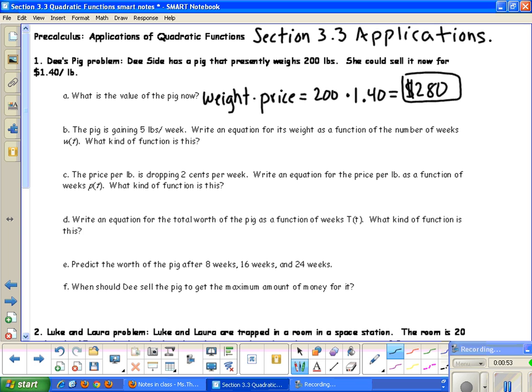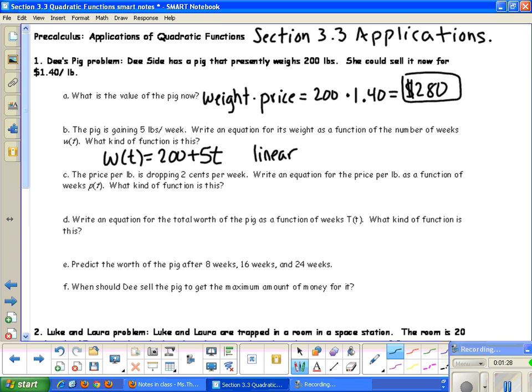Now the next part says the pig is gaining 5 pounds per week. Write an equation for its weight as a function of the number of weeks, W of t. What kind of function is this? So W of t is going to be equal to, well, now you need to go back to the original problem. It says the pig presently weighs 200 pounds and is gaining, so 200 plus 5 times t, which is how much it's gaining per week. And of course, if you were to graph this equation, you would see that this is a linear equation.